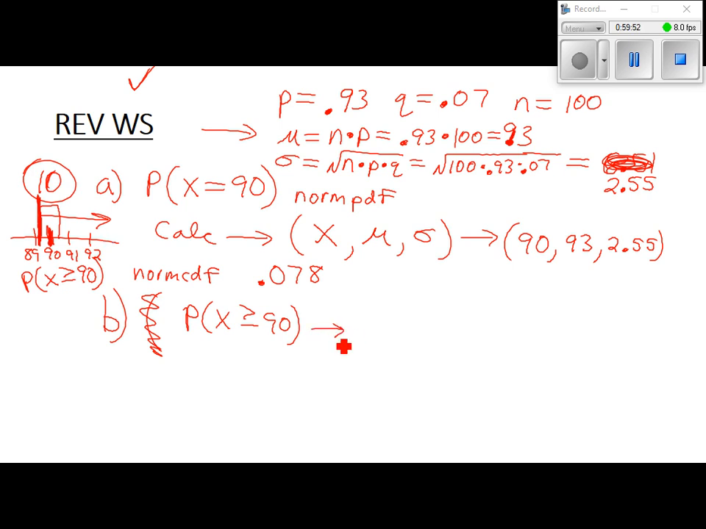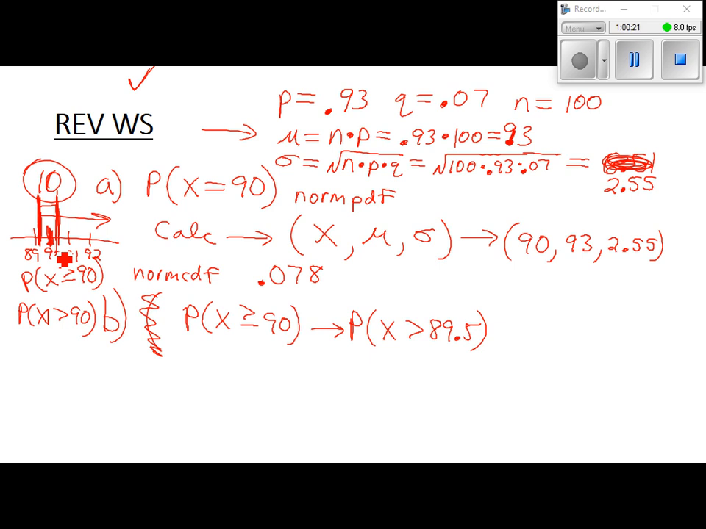So this changes to probability that X is greater than 89.5. What if it just said probability X is greater than 90? Then we just want the stuff above 90. Would we start here in the middle? No, we just start at 90.5. So make sure you can do that conversion.